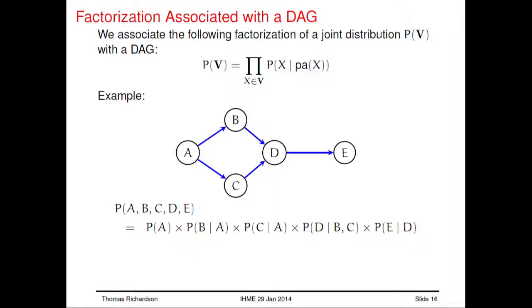Then we get B given A, C given A, D given B and C, and E given D. So now I should ask, how many of you have come across this kind of graphical model or Bayesian network before? OK, so some of you have come across it as well. Good. OK, so this looks very causal, right?